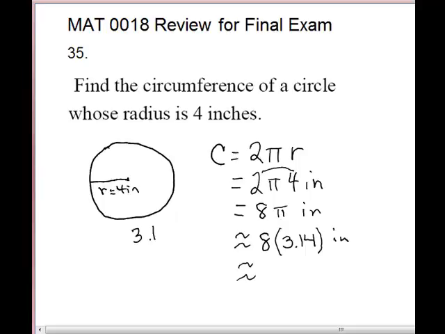So 3.14 times 8. 32, 24 and 1 is 25. And you have 2 digits after the decimal. That's what you want in the answer, 25.12. And this is inches.